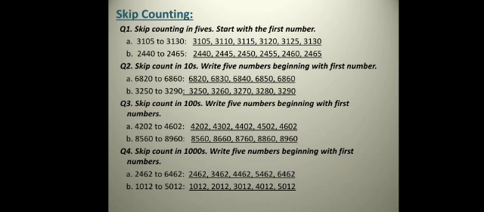Question number 4. Skip count in thousands. Write 5 numbers beginning with first number. A. 2,462 to 6,462. To skip count in thousands, we add every 1,000th number to get the next number. So, 2,462, 3,462, 4,462, 5,462, 6,462. Part B. 1,012 to 5,012: 1,012, 2,012, 3,012, 4,012, 5,012.